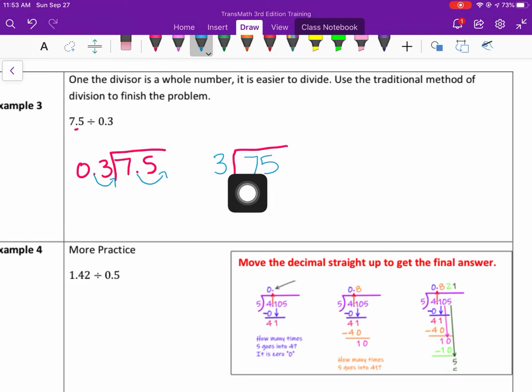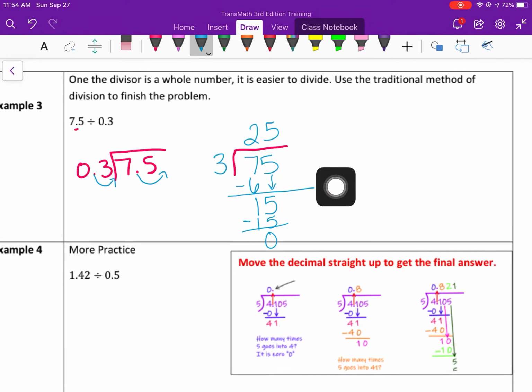Then the traditional method of dividing, you take, well, can 3 fit into 7? And you'd say yes, 3 fits into 7 2 times. The 2 goes above the 7. And 2 times 3 is 6, so we subtract. 7 minus 6 is 1. Then you bring down the 5. And 3 fits into 15 5 times. That's 3 times 5 is 15. So in this case, we are done now. We have a remainder of 0 and no numbers left up here. So 7.5 divided by 0.3 is 25.